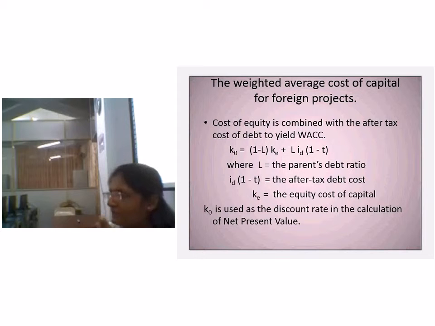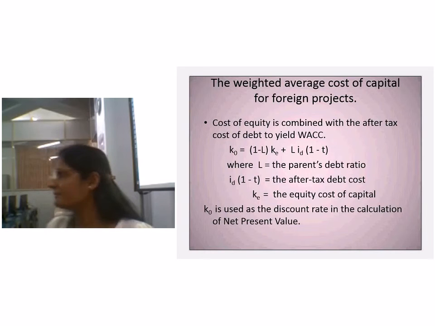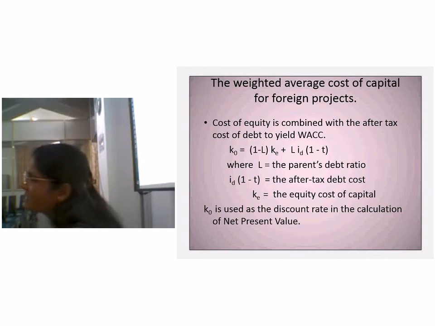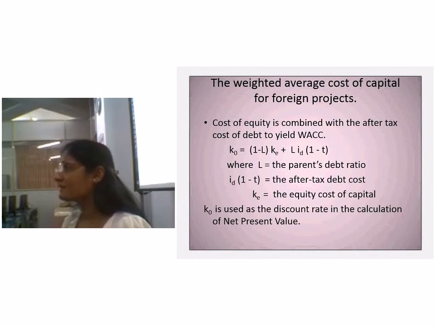Right. What is the weighted average cost of capital for foreign projects? Right. This is how we calculate the cost of equity, cost of capital, right? Cost of capital of a foreign project, right? KO is the weighted average cost of capital: 1 minus L times KE. What is that?